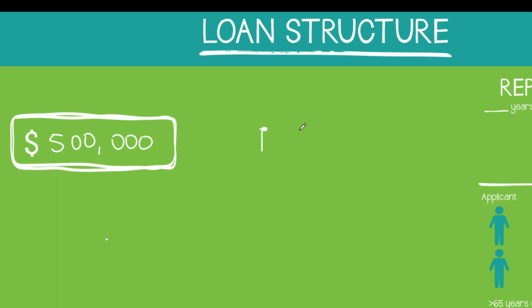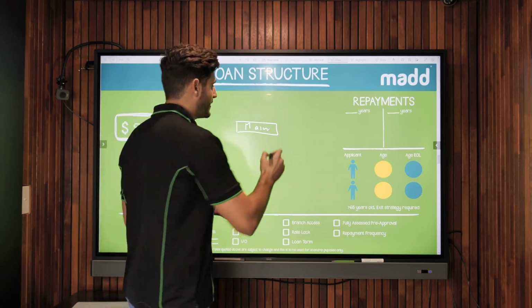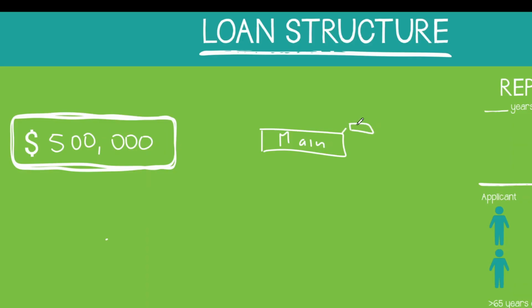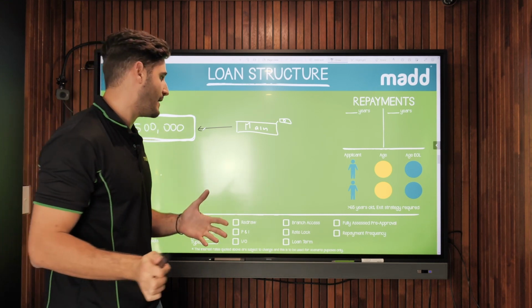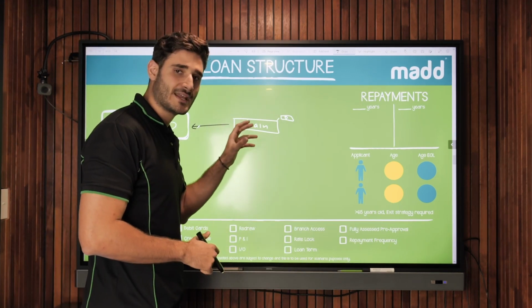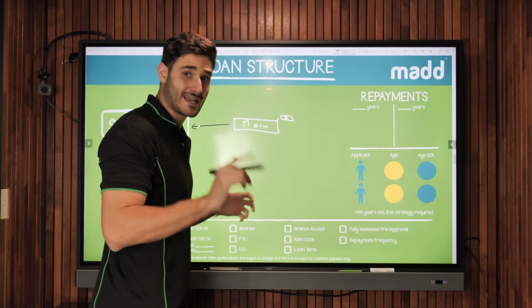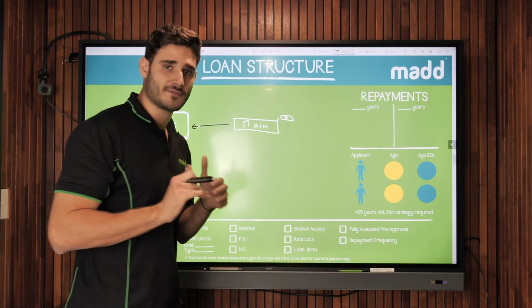Now we set up a main account, like a normal transaction account. Money goes in, money goes out, and you may have a little debit card linked up to it. Now out of that main account, your repayments are automatically drawn every week, fortnight, month, however you want to set it up. Now the cool thing about this main account is that it is an offset. So it has an offset feature.